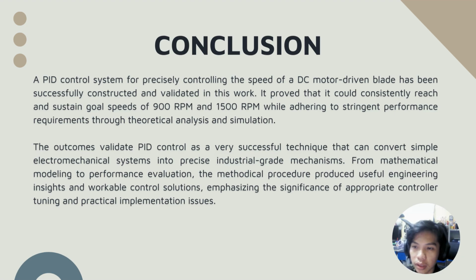A PID control system for precisely controlling the speed of a DC motor driven blade has been successfully constructed and validated in this work. It proved that it could consistently reach and sustain goal speeds of 900 rpm and 1500 rpm while adhering to stringent performance requirements through theoretical analysis and simulation. The outcome validated PID control as a very successful technique that can convert a simple electromechanical system into a precise industrial grade mechanism.